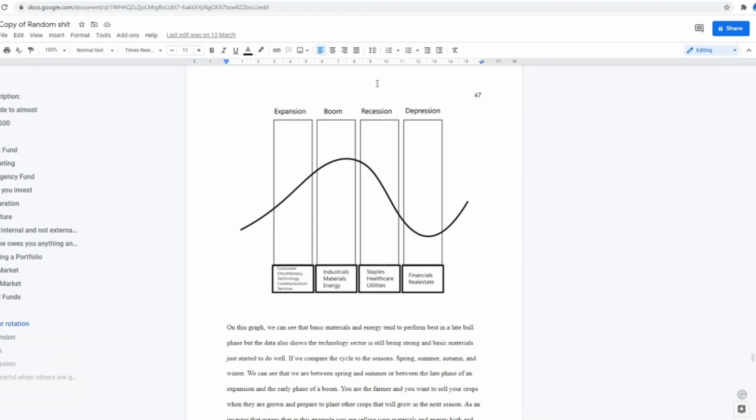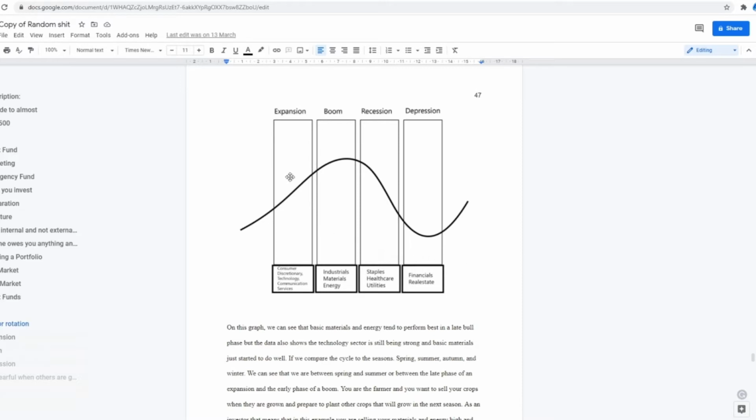So here I called it expansion, boom, recession, depression, but I also like, and I mentioned this in my book, to use the seasons as a metaphor for the economical cycle. So the expansion would be spring, the boom would be summer, the recession would be fall, and depression would be winter. I try not to use this metaphor too often in my live streams or on TikTok, because I see that it confuses people, and people think it means the actual seasons in a year. So it has nothing to do with the actual seasons in a year. It's just a metaphor to better understand this cycle.